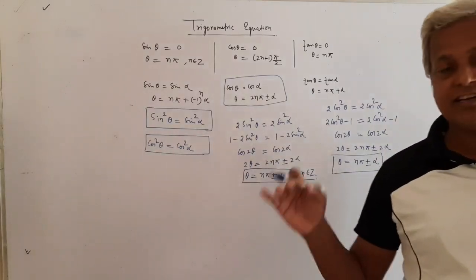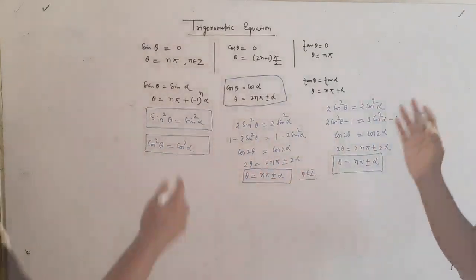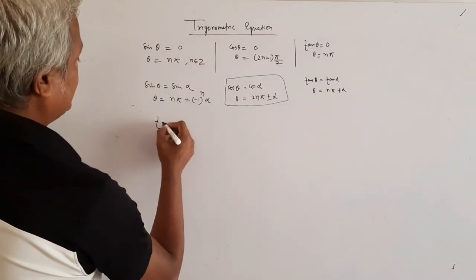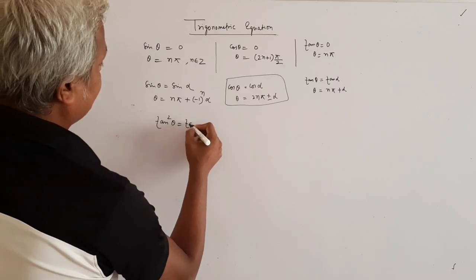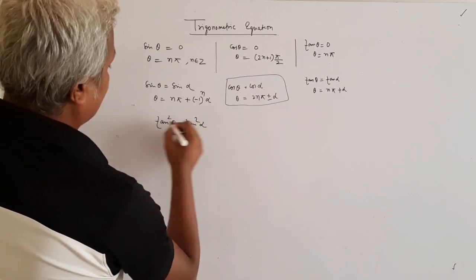Now I need a little break because I have to clean this. Now we are trying to solve the equation of the form tan square theta is tan square alpha.